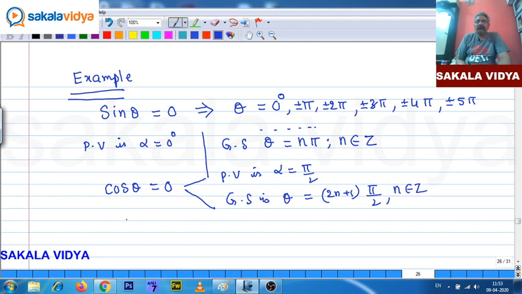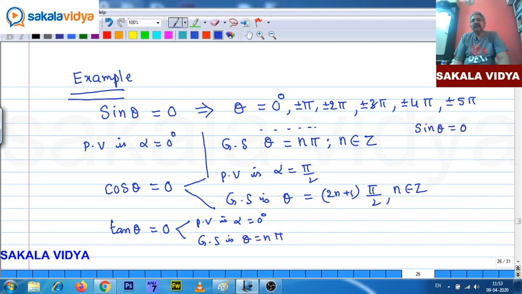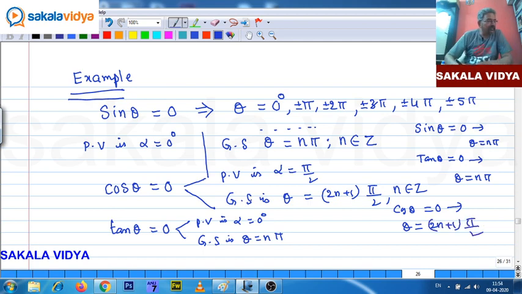Similarly, for example, if tan theta is equal to 0, in this case the principal value alpha is equal to 0 degrees, whereas the general solution is theta is equal to n pi. So now we can conclude that if sin theta is equal to 0, here theta is equal to n pi. If tan theta is equal to 0, then theta is equal to n pi, whereas if cos theta is equal to 0, you need to remember theta is equal to (2n plus 1), odd multiples of pi by 2. Understood now?